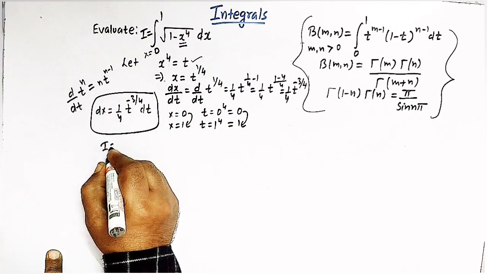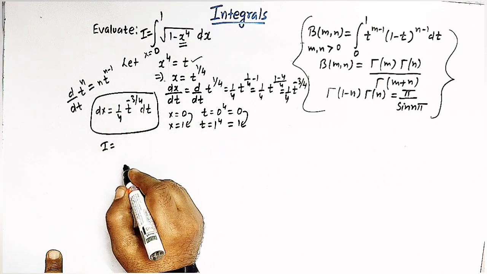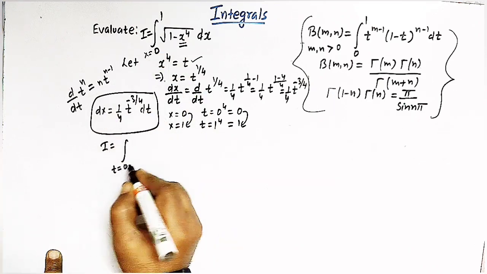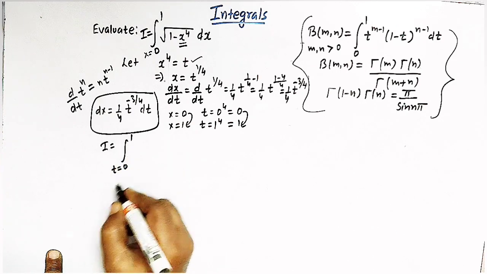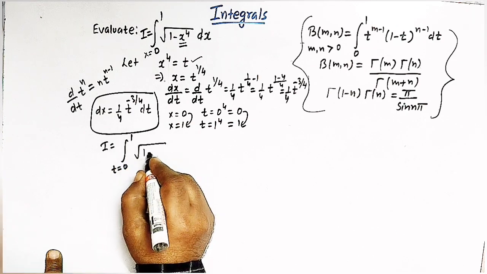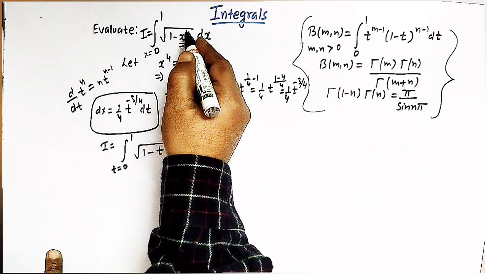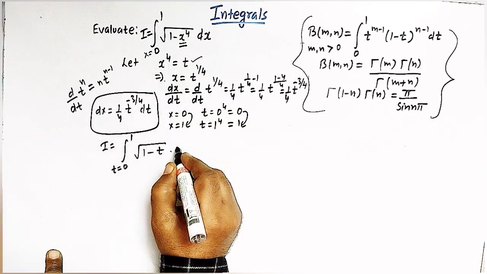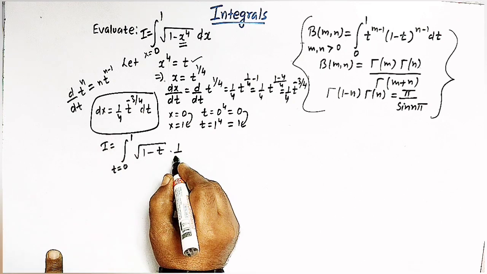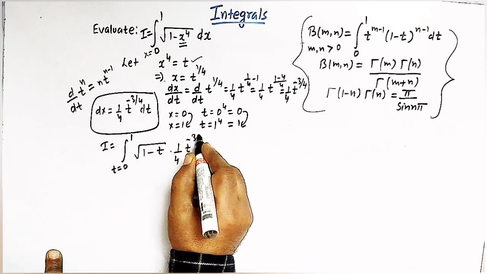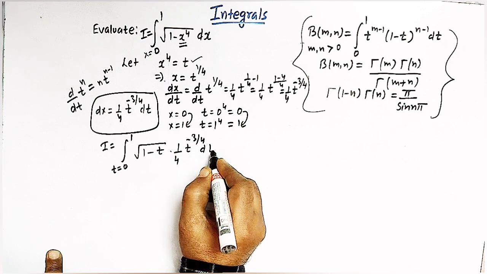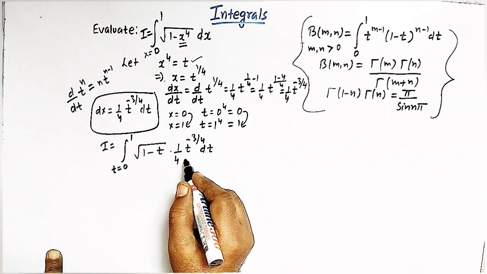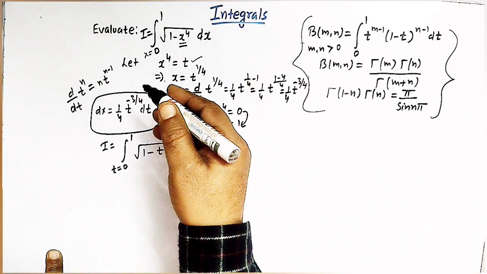So we can now write this integral I in terms of t, right? So we can now write t is equal to 0 to t is equal to 1, and we have square root of 1 minus t. For x raised to 4 we'll write t, and for dx we can write 1 over 4 t raised to minus 3 by 4, and here we have dt, right? So now this integral is reduced to this one by the method of substitution.